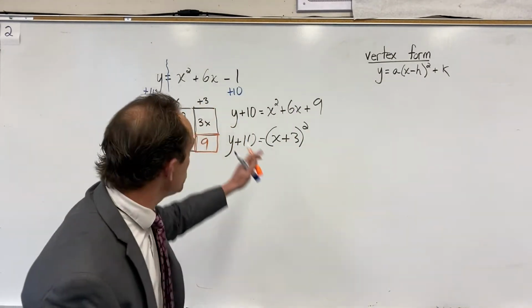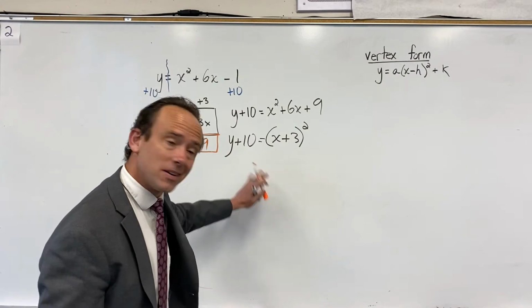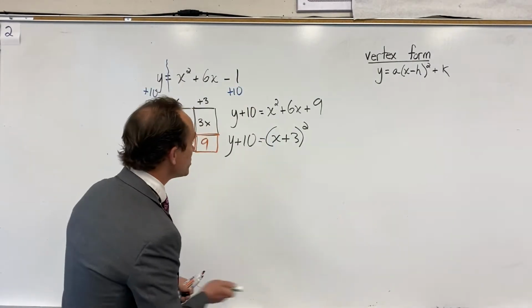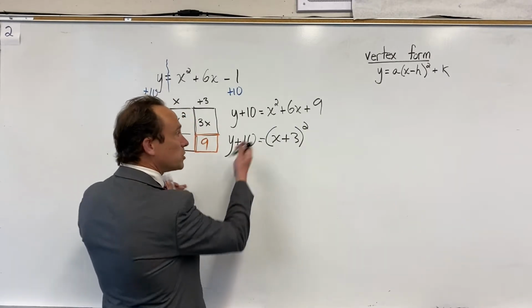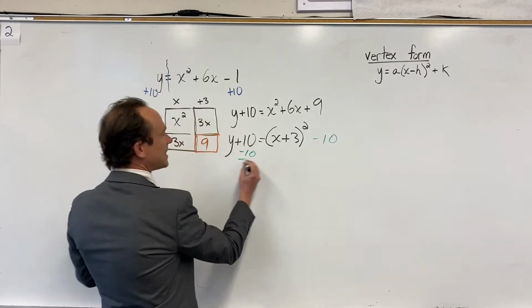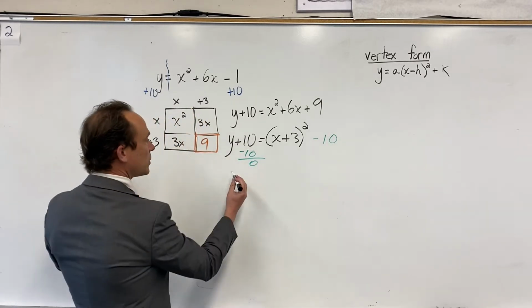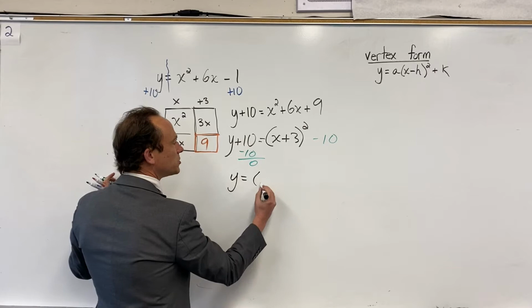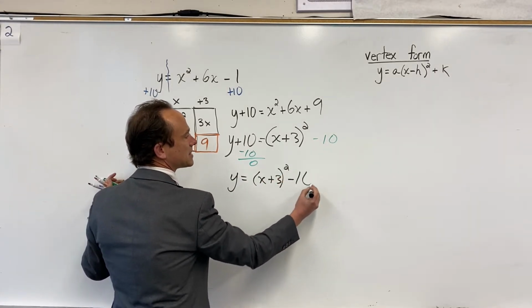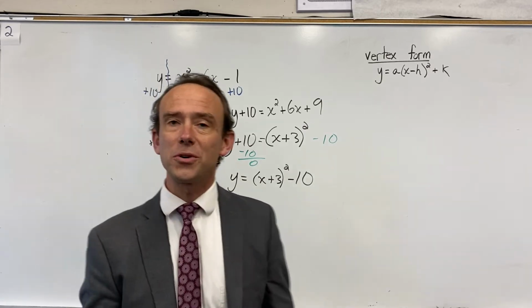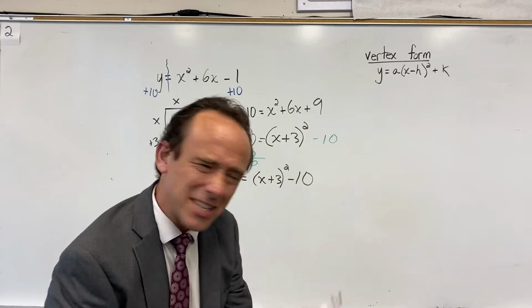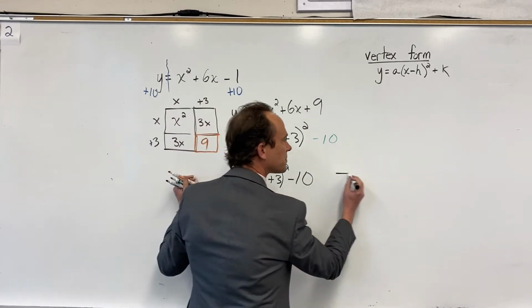Last thing we got to do is we got to get y all by itself. Well, that's no problem for us, because what we're going to do is just simply move the 10. So let's just subtract 10 from both sides. That goes to 0. And we have y is equal to x plus 3 squared minus 10. Beautiful. Now we can graph this by using our skill set with vertex form.